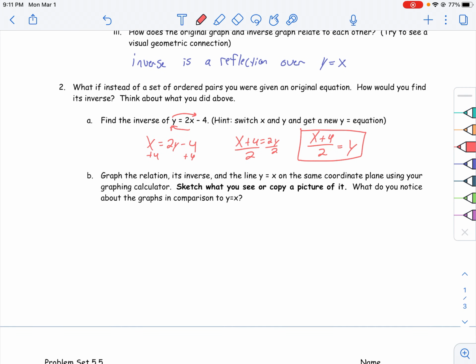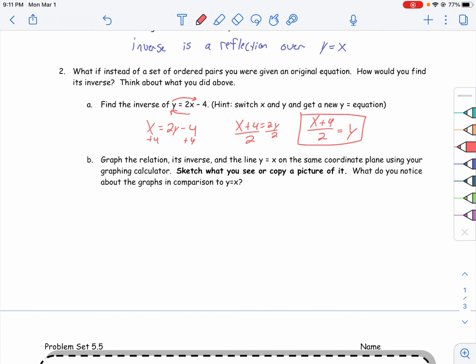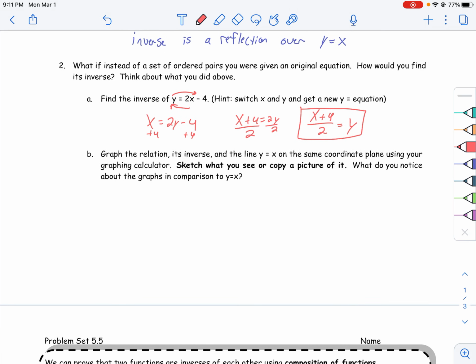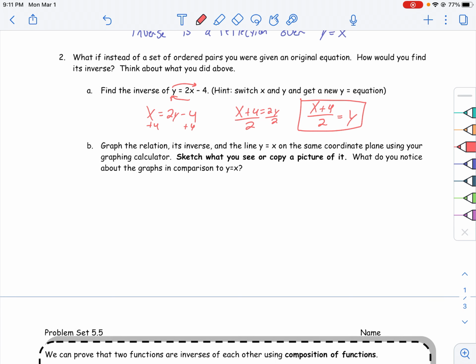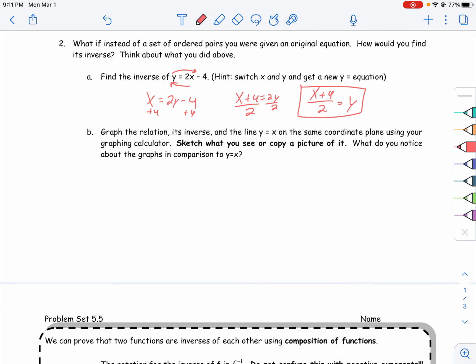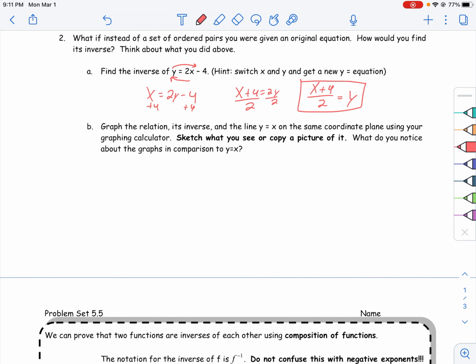It says graph the relation, its inverse, and the line y equals x in the same coordinate plane using your graphing calculator. And then sketch what you see or copy a picture of it. What do you notice about the graphs in comparison to y equals x? So go ahead and try that out, guys. And then take a look at the key and make sure that your graph, either in Desmos or on your graphing calculator, looks similar or the same as the key.